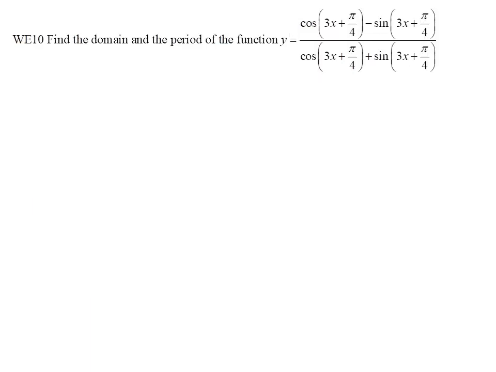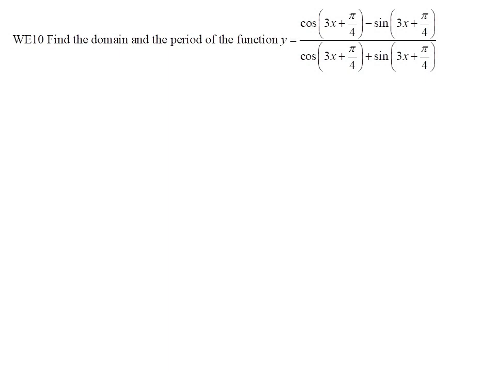Example 10 is to find the domain and period of the given circular function. In order to find the domain and period of the function, we need to simplify it first, and there are two approaches to simplify this given circular function.